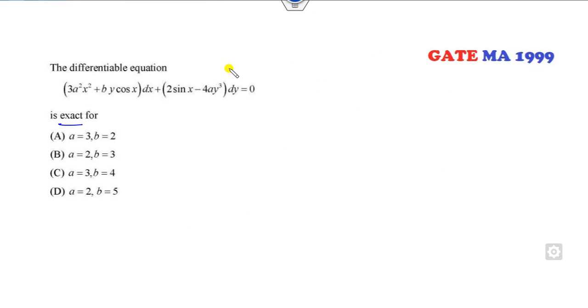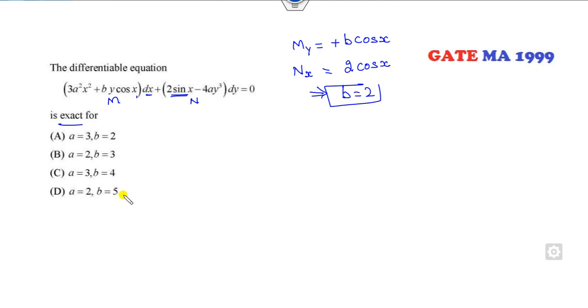The differential equation is exact. So this is the dx, so this is my M, this is my N. What is the partial derivative of M with respect to y? So it's a minus b, sorry, with respect to y, it's a plus b cos x. N with respect to x, so this is my x, it's 2 cos x. So what is the meaning of that? b should be 2. So b is equal to 2, 5 cancel, 4 cancel, this cancel, only the remaining option A is the right answer of this problem.